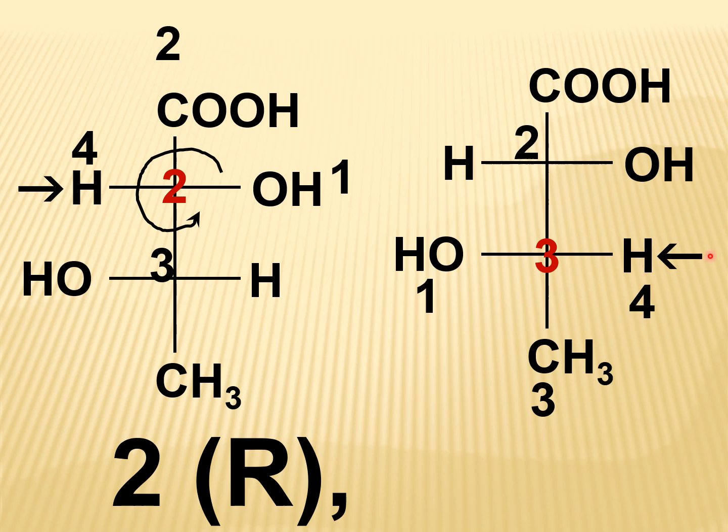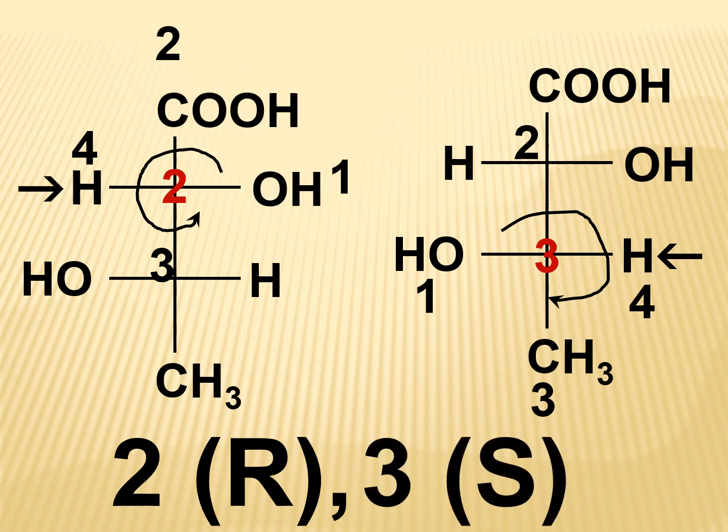Now you view the molecule from behind the fourth priority group, and then you move from 1 to 2 to 3. So 1, 2, 3 motion, that is clockwise. Okay, clockwise. But the least priority is horizontal, so clockwise means the naming will be S. So this is the naming of this compound, lactic acid: 2R3S. Okay, this compound has the naming 2R3S.